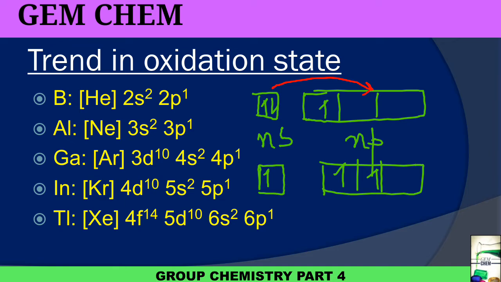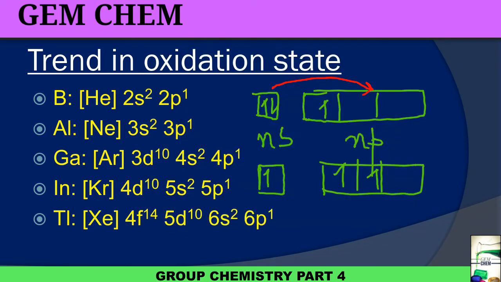So each of these, boron, aluminium, gallium, indium, all exhibit monovalency. Boron, aluminium, gallium and indium can also exhibit trivalency. From this part we can understand that they can exhibit monovalency as well as trivalency. But the exceptional case is Tl, that is thallium.